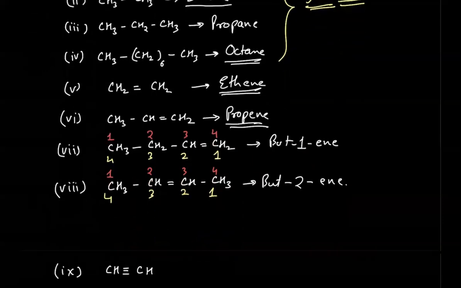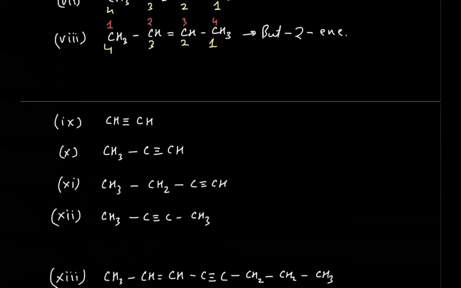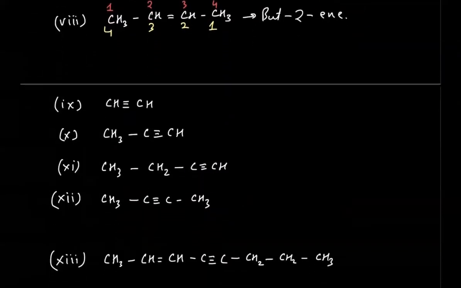Moving further in this series, talking about triple bonds. For single bond we had ane, for double bond we had ene, for triple bond we'll have the suffix "-yne". So let's see how we'll use this. Here you have 2 carbon atoms with the triple bond. The word root simply comes out to be eth because of 2 carbon atoms, and because it's a triple bond you call it "-yne". So the name is ethyne.